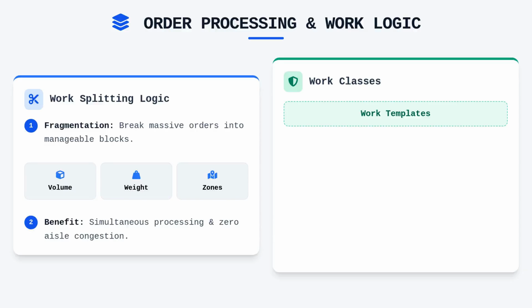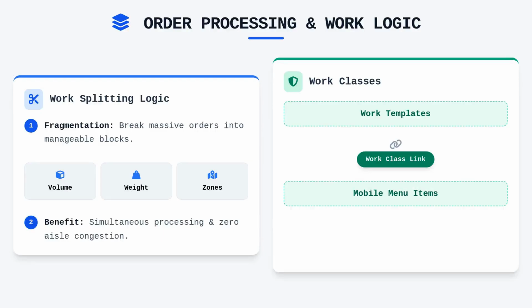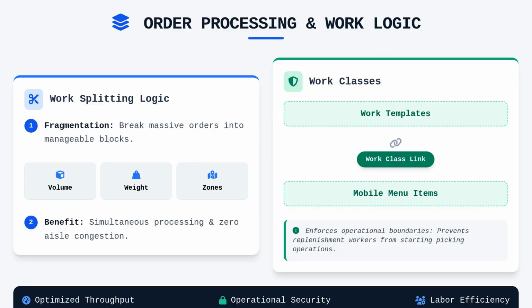Furthermore, the concept of work classes acts as a critical link between your work templates and the mobile device menu items. By assigning a work class to a template and matching it within the menu item setup, you effectively enforce security and operational boundaries. This mechanism ensures that a worker directed to perform a replenishment task does not inadvertently start a picking operation for a sales order.